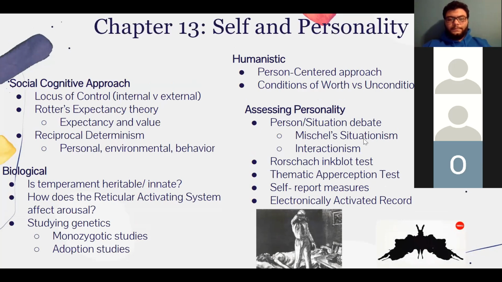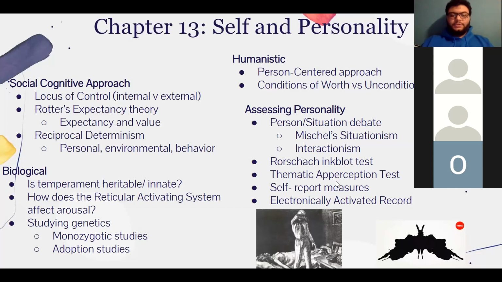Person and situation debate. So would be how we assess personality. So I'm going to start from the bottom. A type of research method would be the electronically activated recorder. So it would be like this device that a person carries with them that wouldn't interrupt any of their daily activities, but it kind of measures how they feel and how they respond daily. Self-report measures would be like surveys or anything that the person themselves consciously speaks of. And that would measure their personality, their way of thinking, so on.